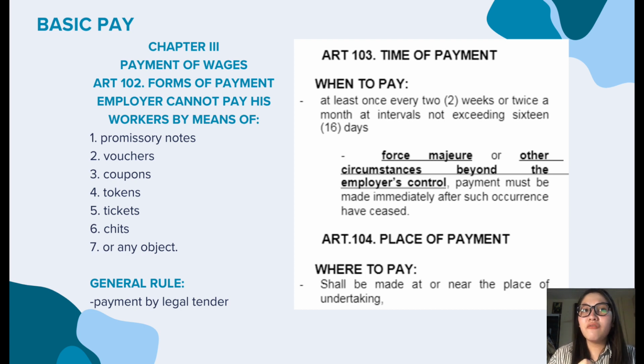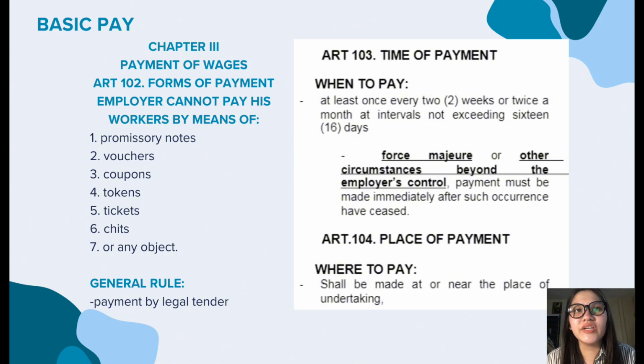So here, force majeure or other circumstances beyond the employer's control, payment must be made immediately after such occurrence has ceased. Furthermore, according to Article 104, the place of payment, so where to pay, it shall be made at or near the place of undertaking.